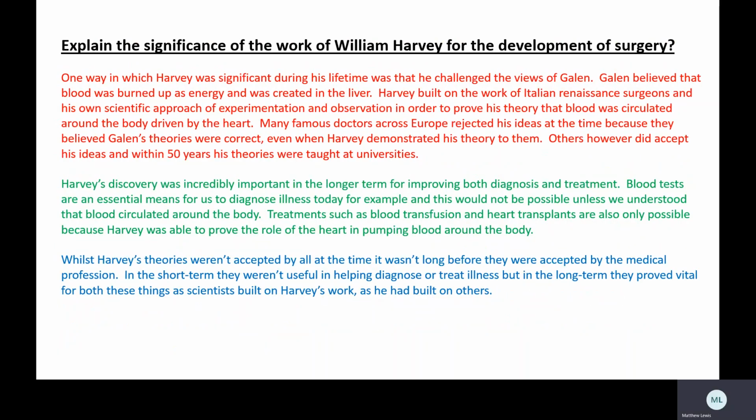I've done the same here for explain the significance of William Harvey in the development of surgery. So another important character from a bit earlier on. I'm not going to read this, but you can pause it, you can look at my answer, and you can see I'm doing the same thing. One way he was important during his lifetime was, second paragraph, his discovery was incredibly important in the longer term because, and then my summary judgment. So I've done those 3 paragraphs, exactly the same process.